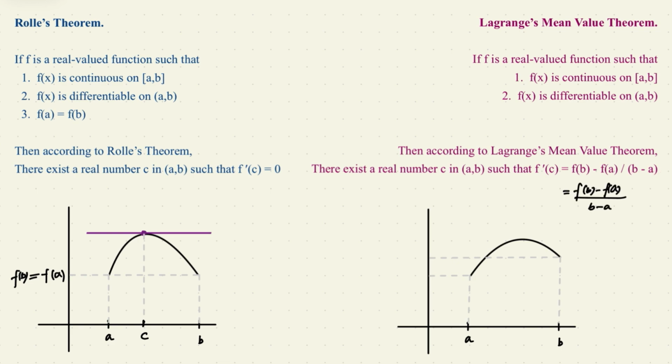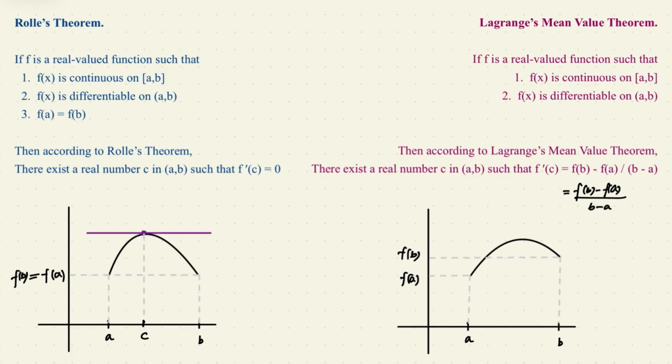Now if you notice here, in Lagrange's mean value theorem, the third condition is not necessary. That means the value of the function at a and the value of the function at b may or may not be equal. It's not necessary. Now see here, I have made a function which is continuous from a to b and which will be differentiable also. But here the value of the function at a and the value of the function at x equals b are different.